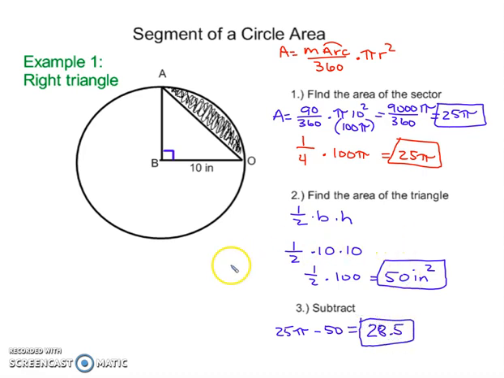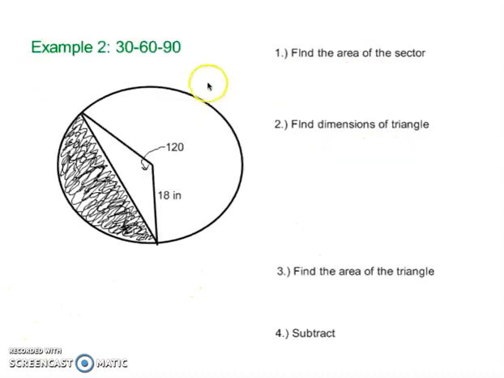And that's going to be my segment of the circle area. On this last example, we're using a 30, 60, 90 triangle. So if we look at this one, we again want to find the area of the sector. So looking at this triangle, I can see that this angle is 120.